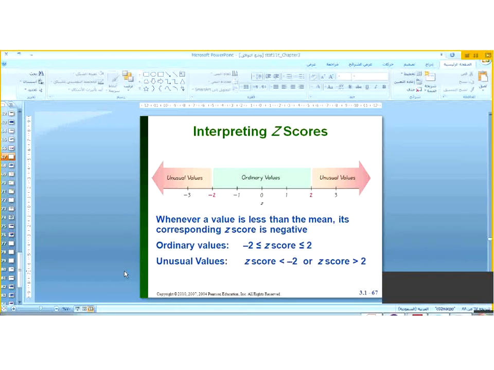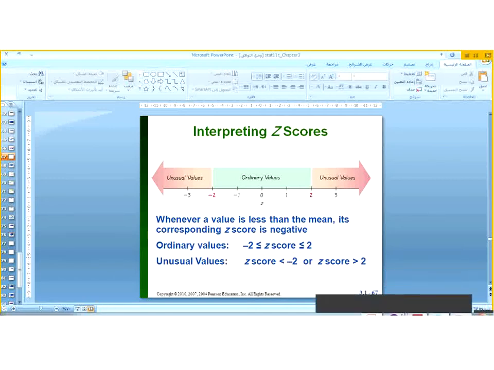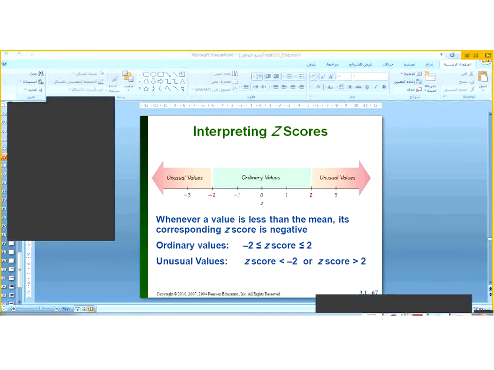Interpreting the z-score. If I calculate the z-score and its value falls within -2 and +2, I will call it an ordinary value. Otherwise, if it's more than 2 or less than -2, it is an unusual value. We mentioned that in the standard deviation.